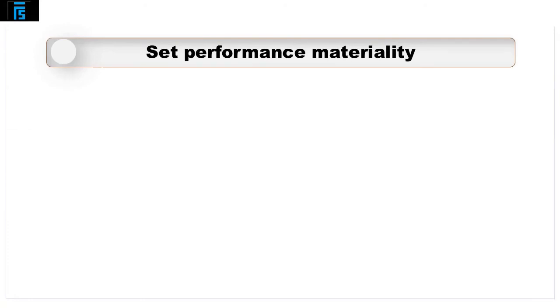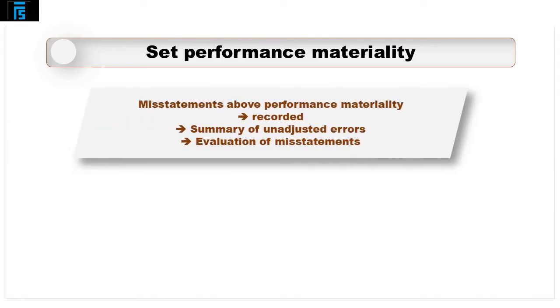The auditor must also consider and set performance materiality at the planning stage. This is a smaller amount than materiality, usually a percentage of the materiality they have calculated. The idea is that if any misstatements identified while performing audit procedures are above performance materiality, they are recorded. This is usually in a spreadsheet, often called the Summary of Unadjusted Errors or Evaluation of Misstatements.